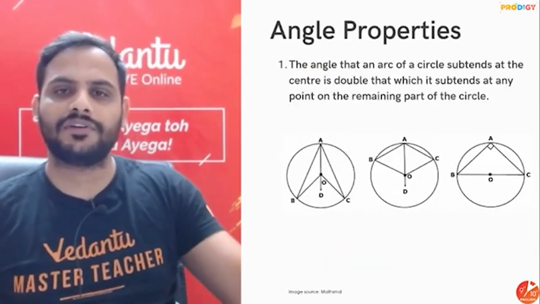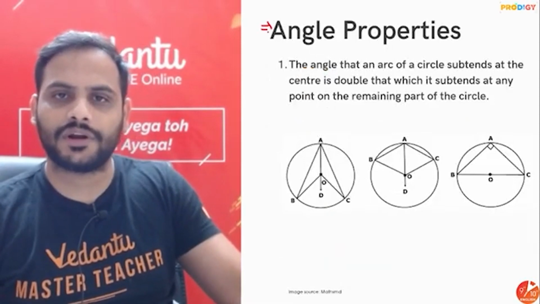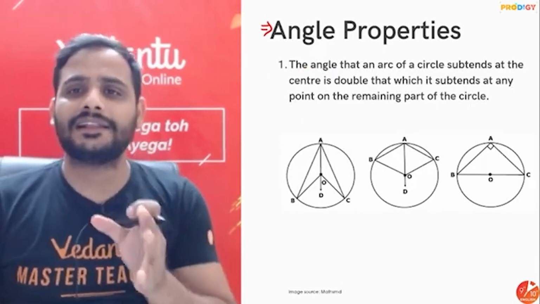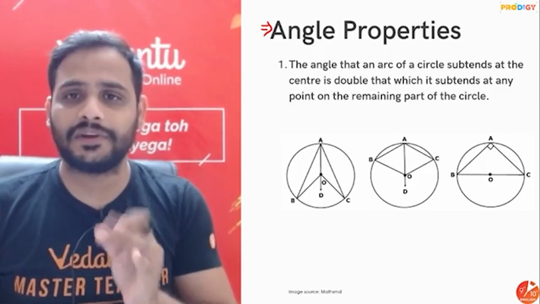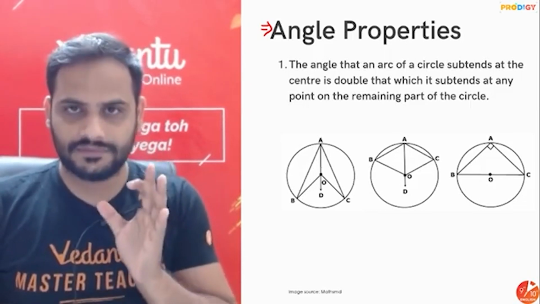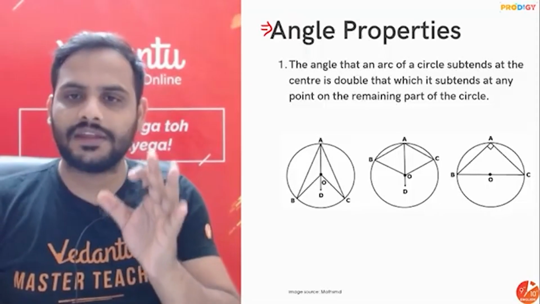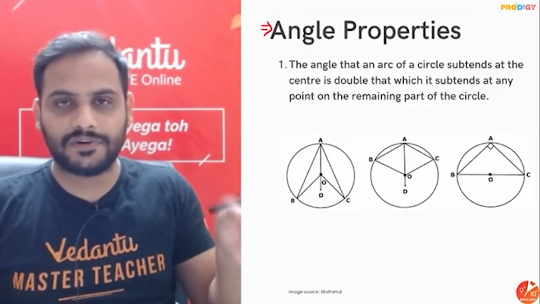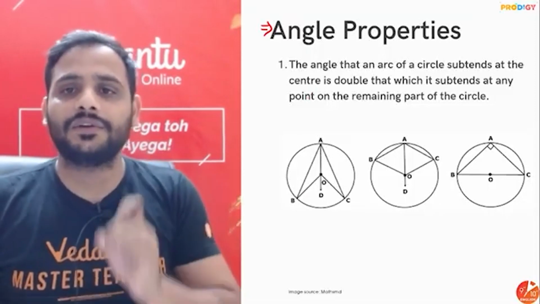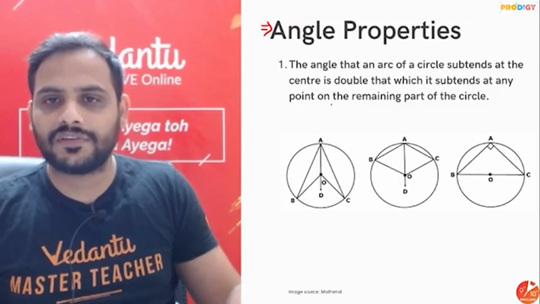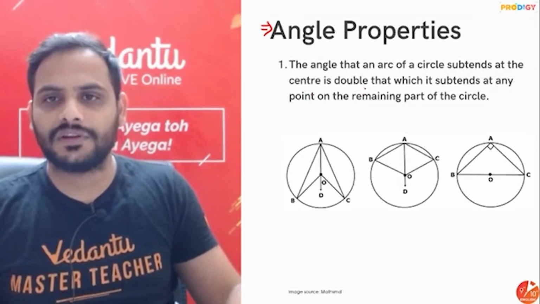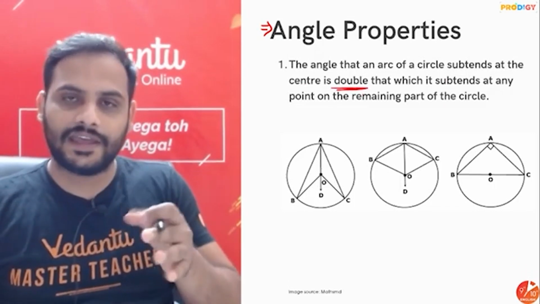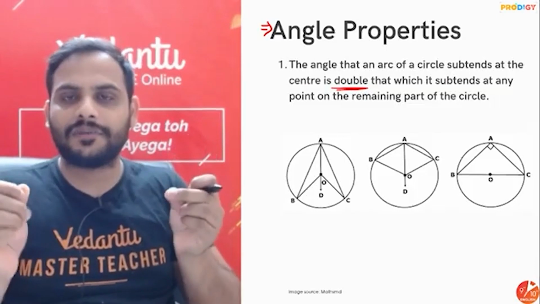Now let's come to our first theorem, which is very important: angle properties. What this property says, guys, is that the angle that an arc of a circle subtends at the center is double of the angle which the same arc subtends at any point of the remaining part of the circle.